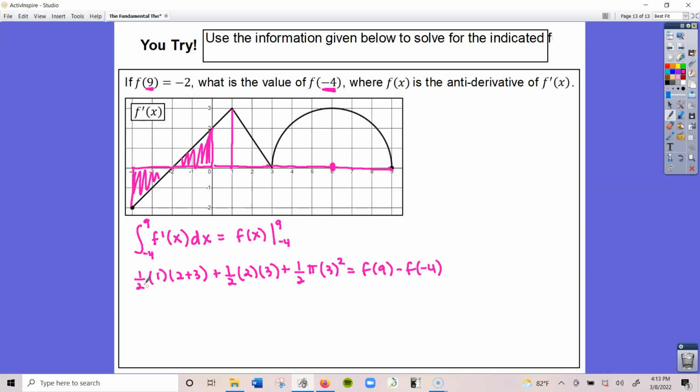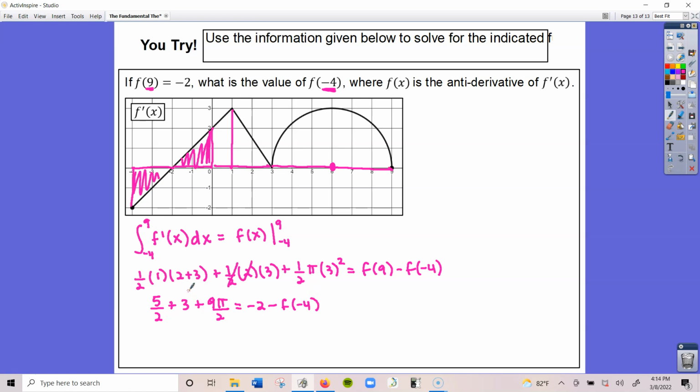Let's start working this out here. 1/2 times 1 is 1/2, times 5 is 5/2. Plus, here the 1/2 and the 2 will cancel. So 3 plus 1/2 pi times 3 squared. 3 squared is 9, so this is going to be 9 pi over 2. And that's going to equal f of 9, which is the value that's given, so negative 2, minus f of negative 4, which is what I'm trying to solve for.